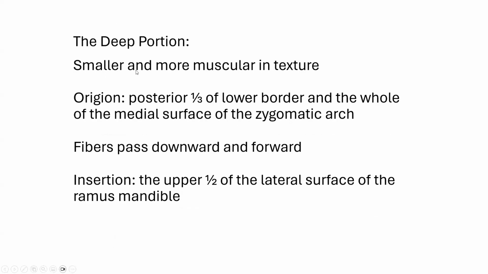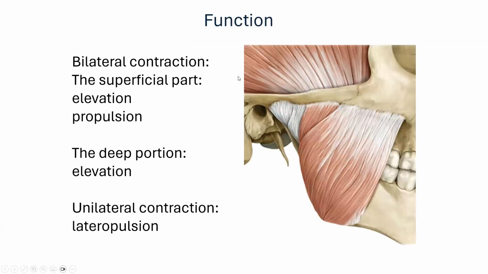Deep portion, it is smaller and more muscular in texture. Its origin is the posterior one-third of the lower border and the whole of the medial surface of the zygomatic arch. Fibers pass downward and forward. Insertion is the upper half of the lateral surface of the ramus of the mandible. Function, bilateral contraction: the superficial part will elevate the mandible and cause protrusion of the mandible, meaning forward movement.